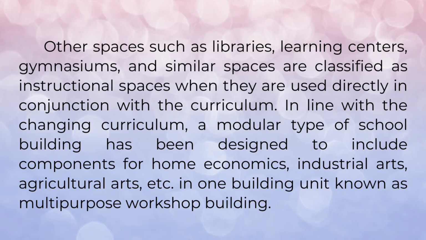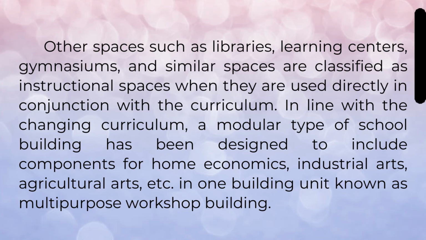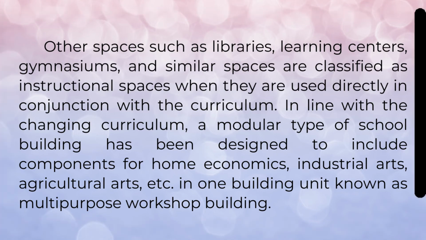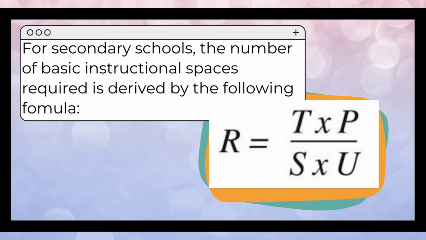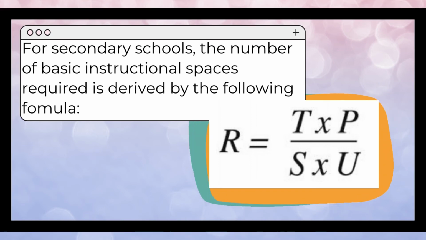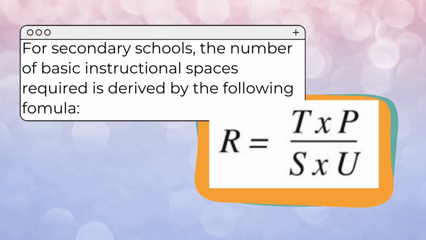In line with the changing curriculum, a modular type of school building has been designed to include components for home economics, industrial arts, agricultural arts, etc. in one building unit known as multipurpose workshop building. The size of instructional space depends upon the number of places to be provided. However, the minimum size of any basic instructional space shall be planned to accommodate the ideal class size.